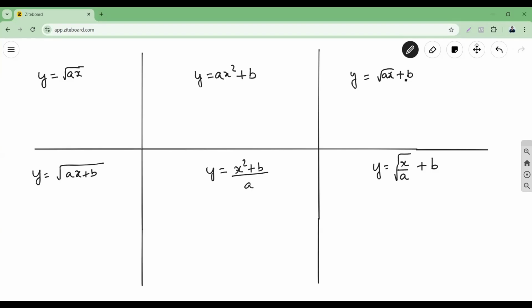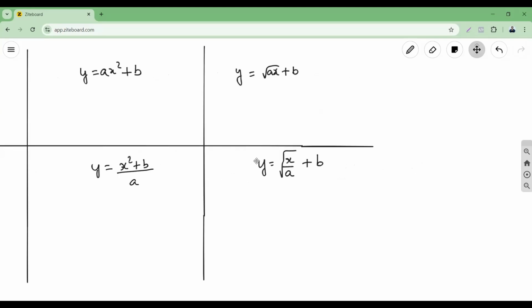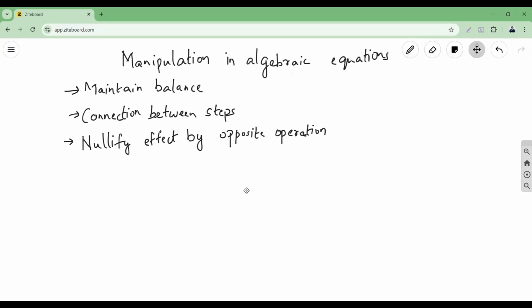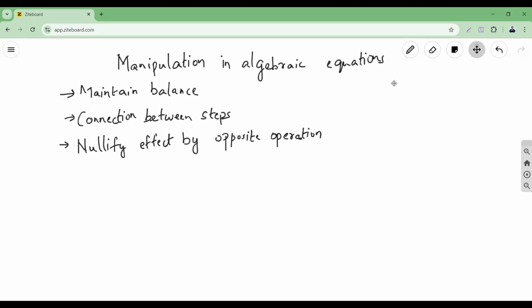Now, first of all, why do we have to learn this? What is the necessity of doing all these things? First of all, you learn something called manipulation skill, right? Maths is not just about numbers. Maths is about analysis. How can you analyze something? And maths is also about how you can manipulate something. Means a certain thing is given, how you can change it to look at it in a different way.